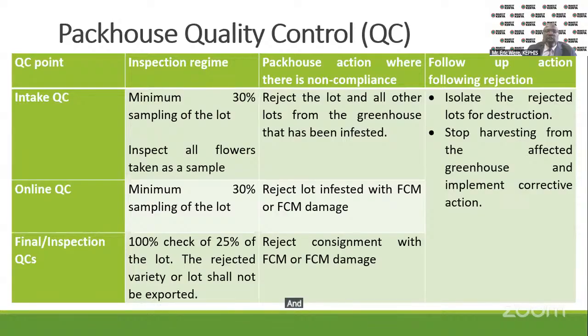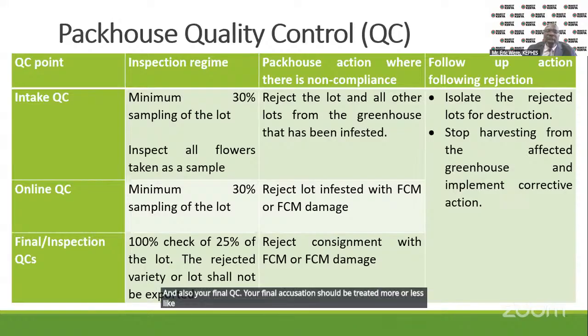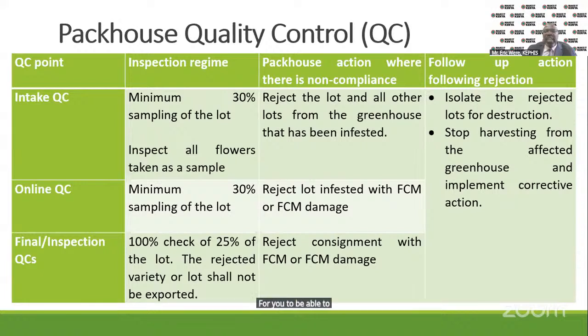And also your final QC. Your final QC should be treated more or less like the way we do at KEPHIS. Once they reject, then you need to do a lot of root cause analysis for you to be able to find what really happened that I was not able to take care of that particular pest in all my critical control points. So you need to have an action plan for every non-compliance you get within your own farm.